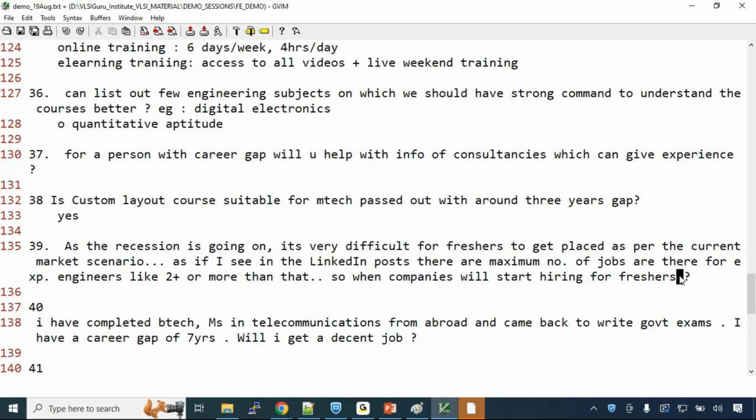A VLSI job, like every job, like software, is a skilled job. If you learn the skill properly, people do get jobs. Even if the recession is there, you can still manage to get a job. But the thing is, it could be a little difficult. What was there 1 year back, you could have easily got a job. Now you have to put in a little effort.